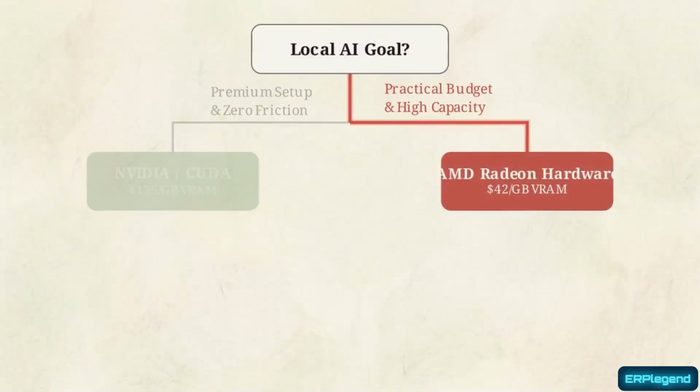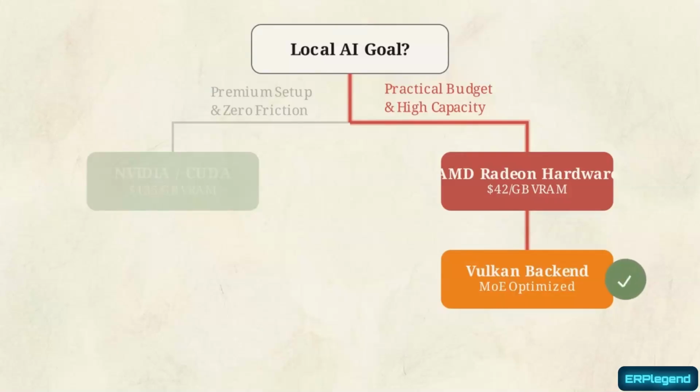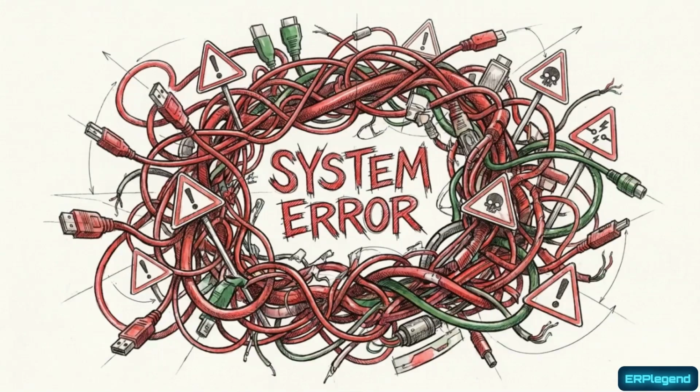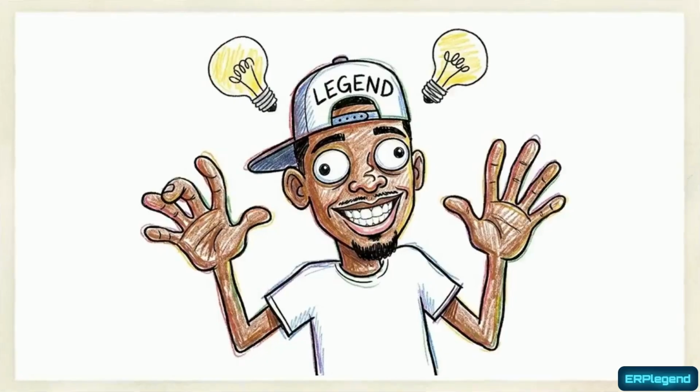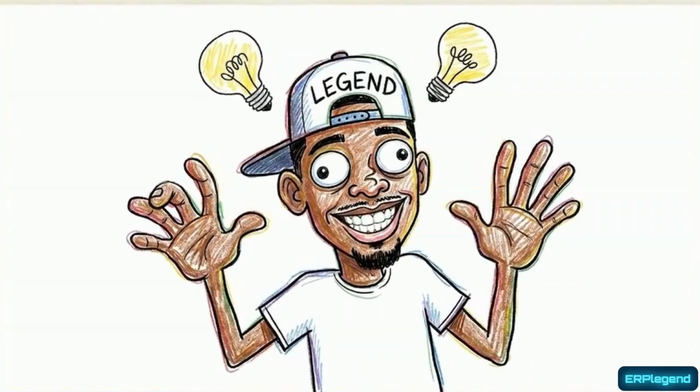Looking at this flowchart, the alternative is clear. If you are building on a practical budget and maximizing the size of the modern MOE models you can run, AMD hardware paired with the Vulkan backend is the winner. If you already own an AMD card, stop fighting with ROCm installations. Go to LM Studio or your terminal, download the Vulkan build, and run your models today.